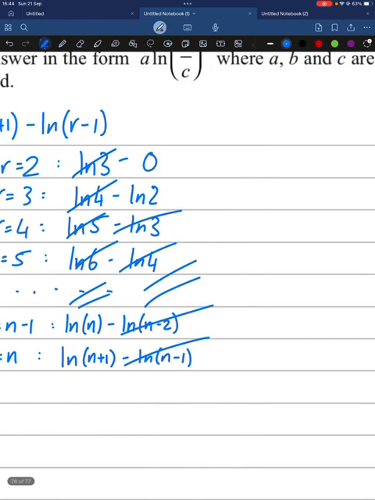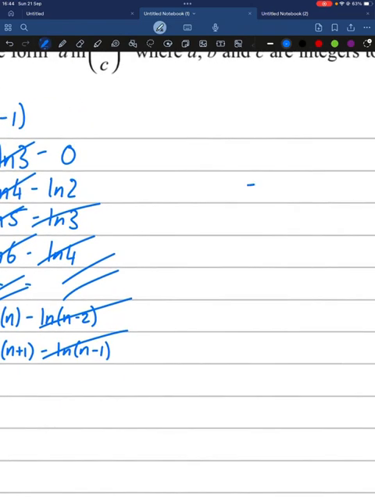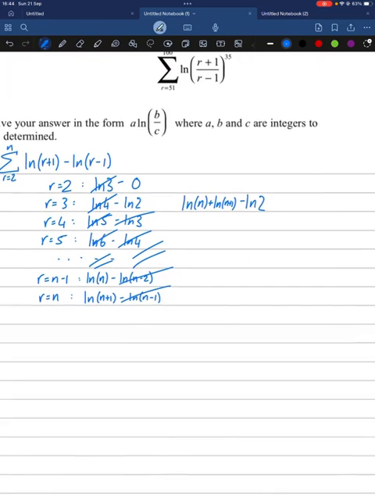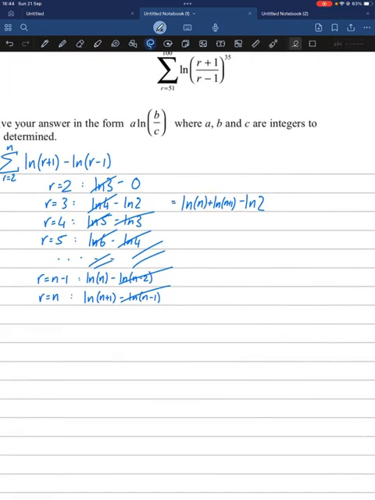So the minus ln 2, we put that here, so we get ln of n plus ln of n plus 1 minus ln 2. So that's what it's equal to.